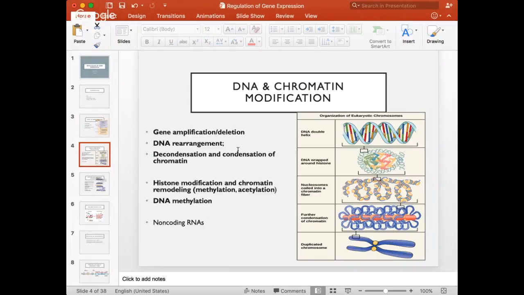And histone modification. We know that histones are proteins found in chromatin around which DNA is wrapped. Acetylation and methylation are ways to modify histones. So acetylation is the addition of an acetyl group. Methylation is the addition of a methyl group. However, adding these two things have the opposite impact.